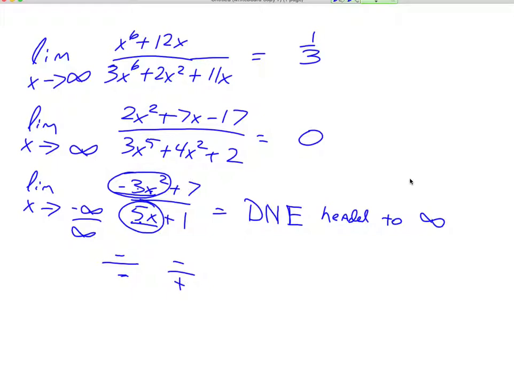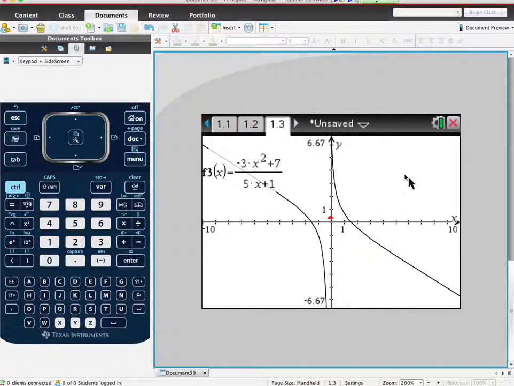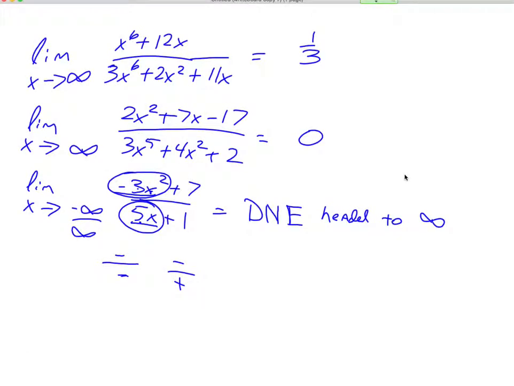So as I go out to the right, what should my graph end up doing? It should be going down. So as you see, as we go out to the right, my graph is going down. So those are the three different situations. If you're approaching infinity, I'm interested in what?